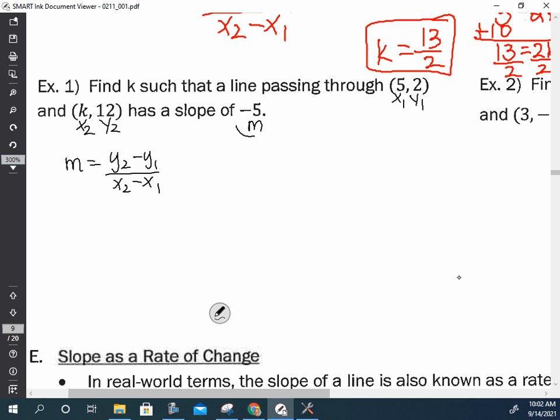So m is the slope, that's -5. We're going to make it a fraction because everything else is a fraction. y2 minus y1, 12 minus 2, over x2 minus x1, k minus 5. So that's your first step. Get everything plugged in.